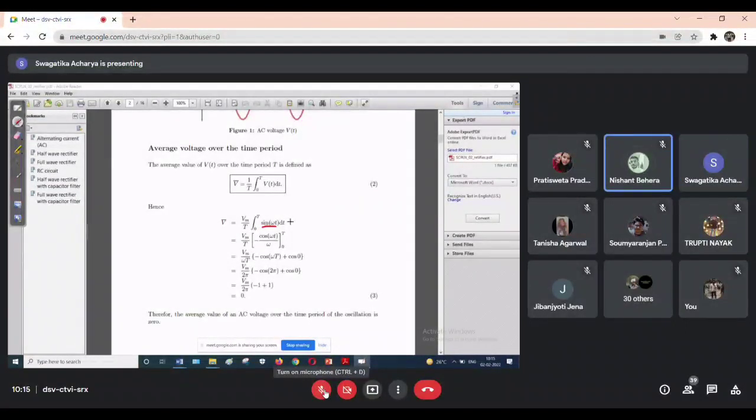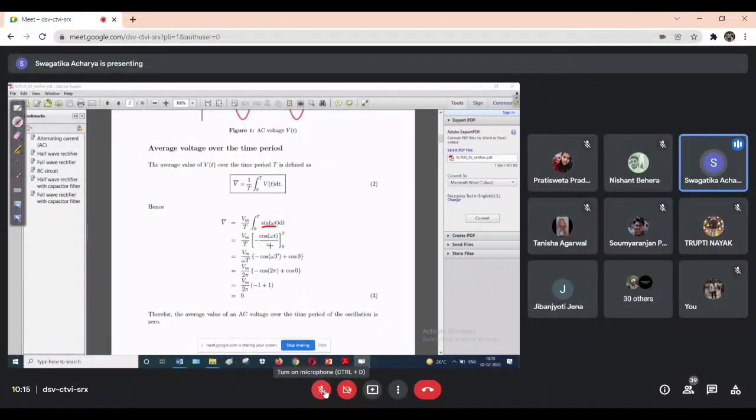So now you can solve. I guess you know more mathematics than me. Integration of sine omega t will be minus cos omega t by omega, and the limit varies from 0 to T, right? So you can solve this one. V_m divided by T, and in the place of the integral.